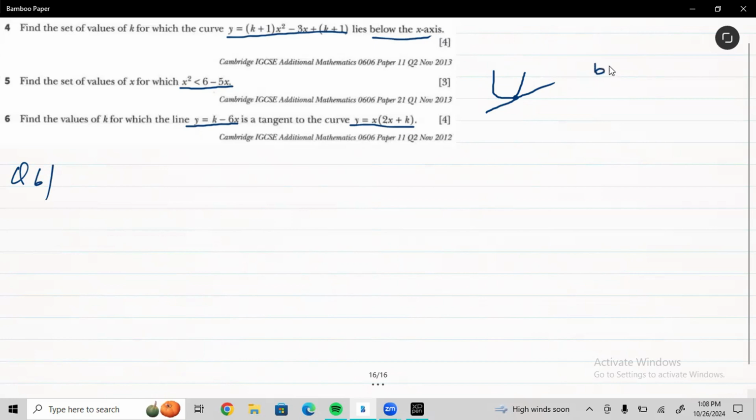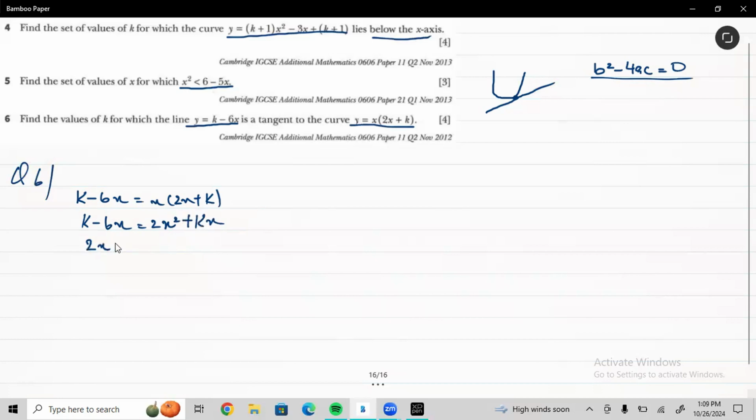So as we know that b squared minus 4ac, when it's going to be equals to 0, we are going to get only one intersection point. And that's what they are demanding us. So step 1, we substitute both of these equations. k minus 6x is equals to x multiplied by 2x plus k. Okay. So k minus 6x is equals to 2x squared plus kx.